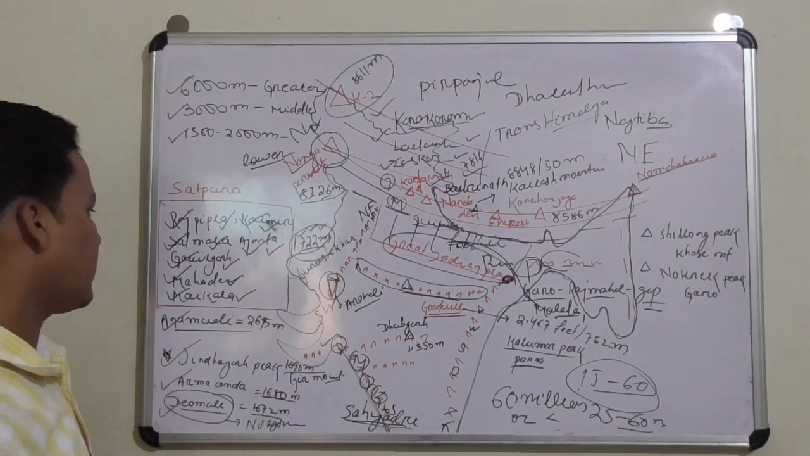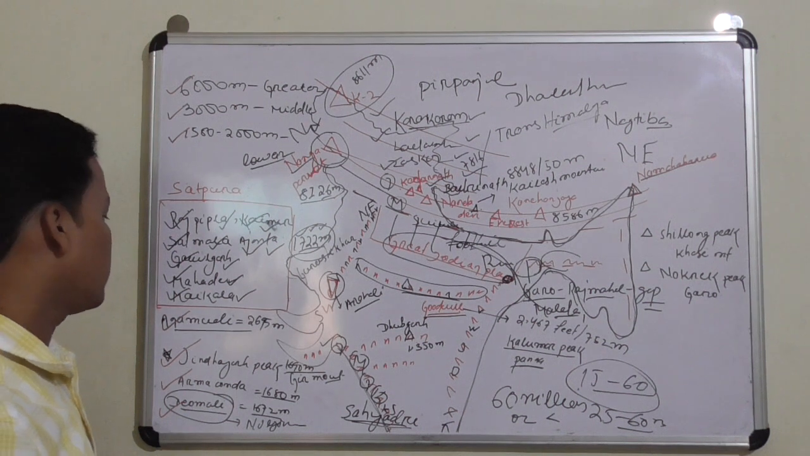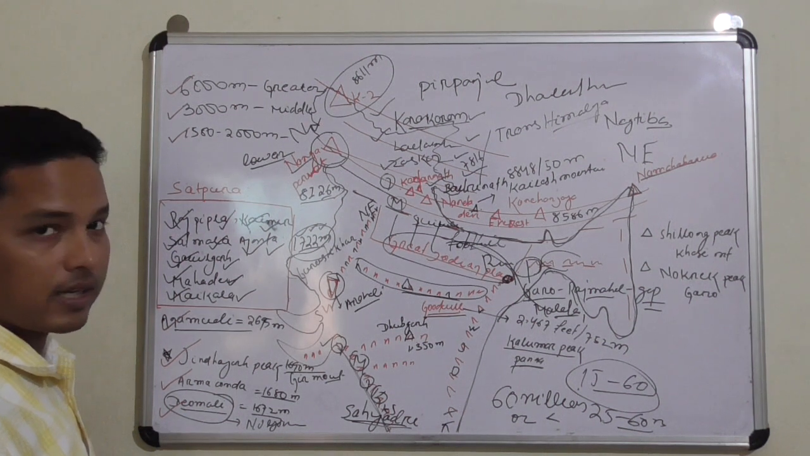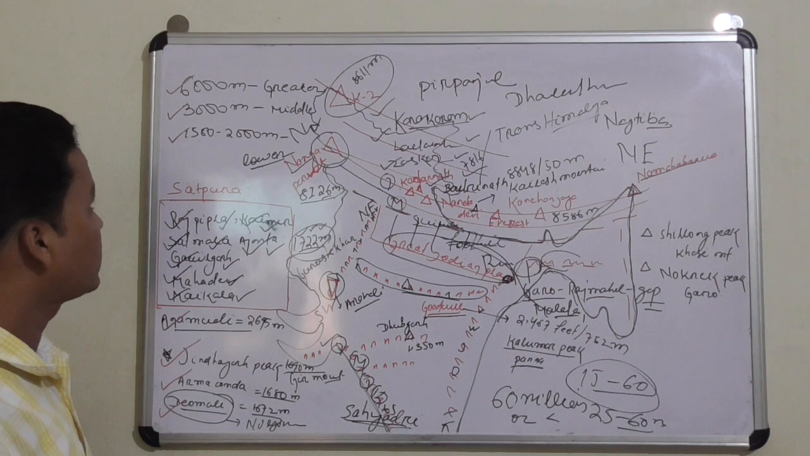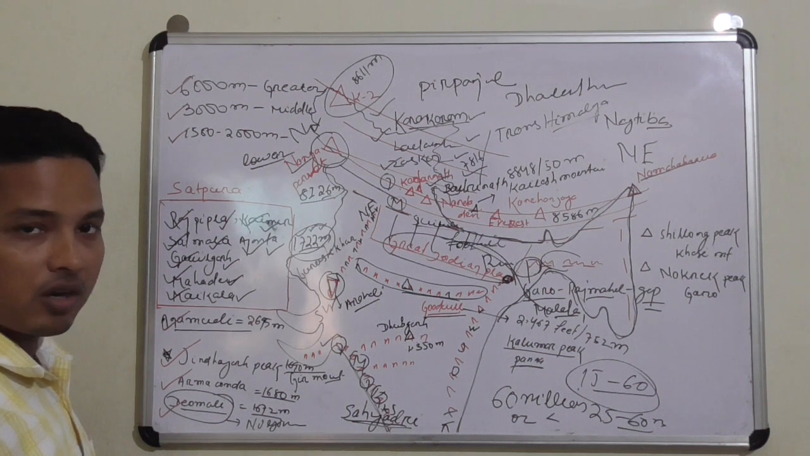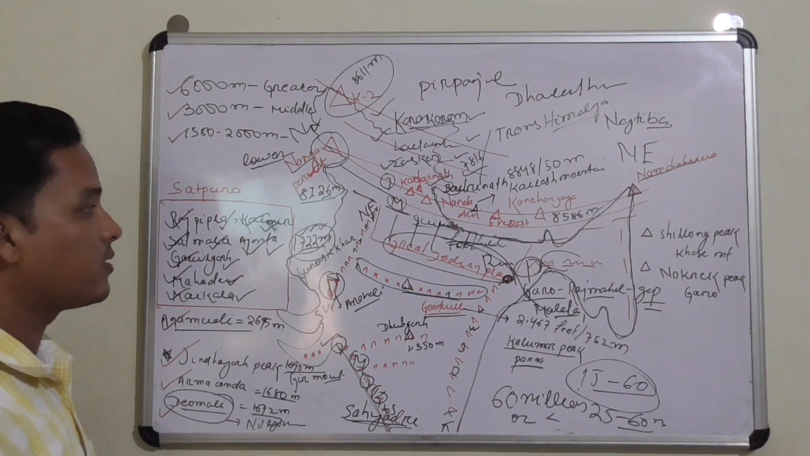Ajanta, Satmala, Gavilgad, they are in Maharashtra. Mahadev, Maikala, Kaimur, they are in MP. So these are the mountains of which Satpura is comprised.